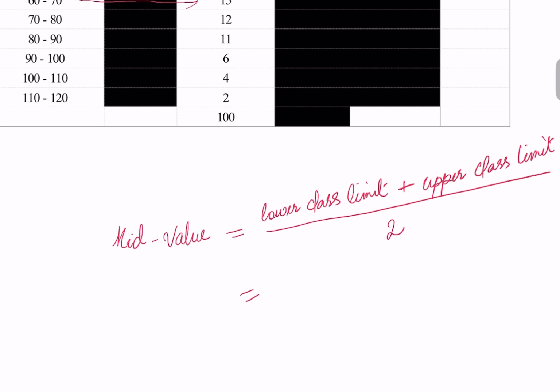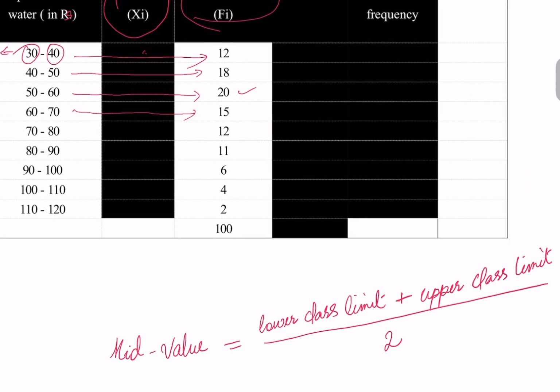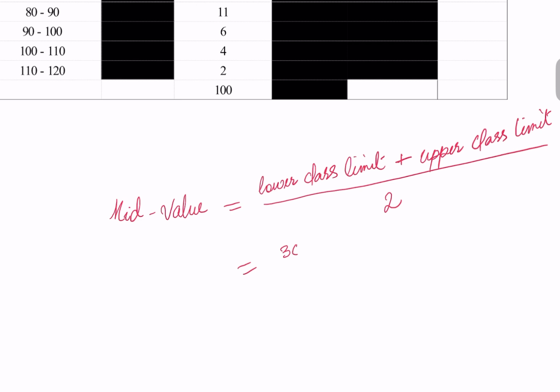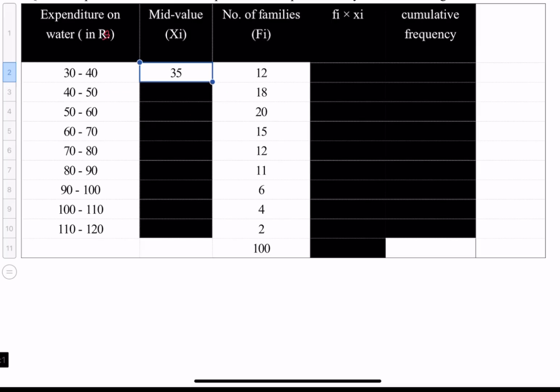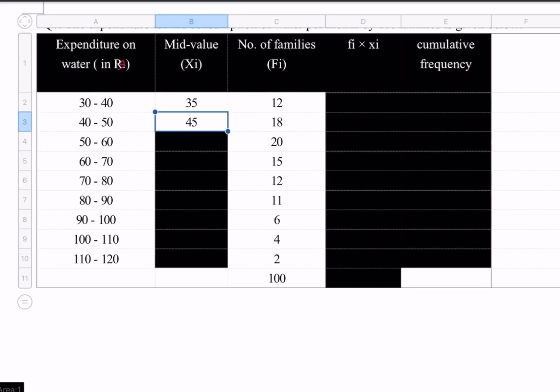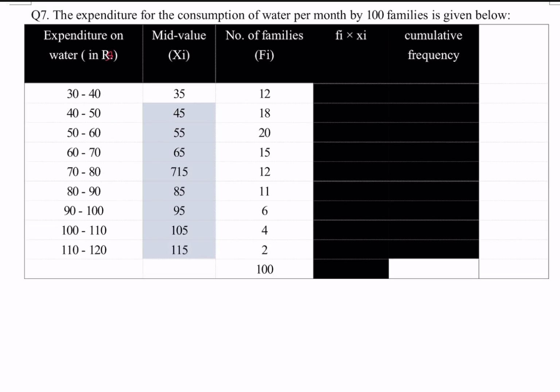So let's see the first class, that is, 30 to 40. That means 30 is the lower class limit and the upper class limit is 40, divided by 2. So 40 plus 30, we have 70. 70 by 2 equals 35. So the mid value of 30 and 40 is 35, and then the mid value of 40 and 50 is 45, and it goes on like this. So for 40 to 50 we have 45 as the mid value, and then for 50 to 60, we got 55 as the mid value.